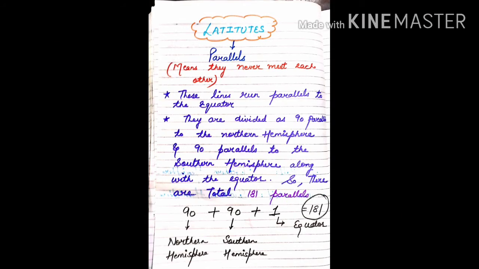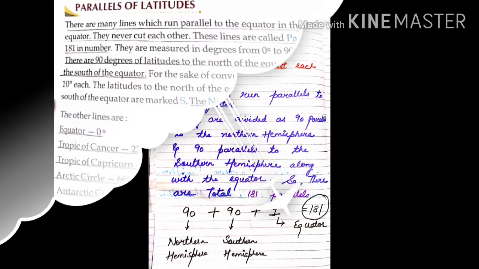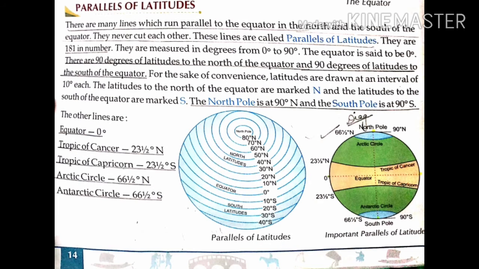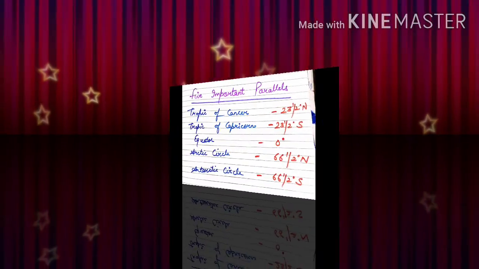Okay, now what are latitudes? These are the lines which never meet each other. They run parallel to the equator and they are divided as 90 parallels to the northern hemisphere and 90 parallels to the southern hemisphere and one which is equator. So their total is 181 parallels. Okay, along with equator. Clear?